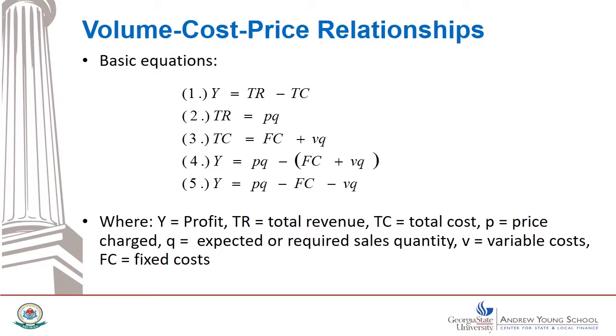Equation 5 just simplifies equation 4. It says that profit equals price times the quantity, minus fixed costs, and minus the product of variable costs times quantity. We have a few more equations to define before we use them in an example.